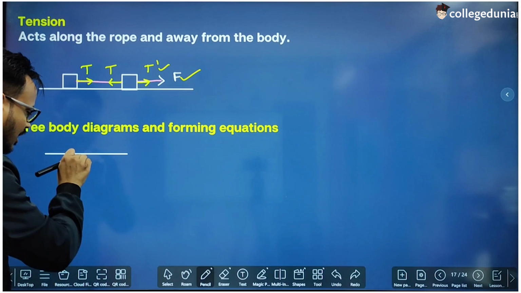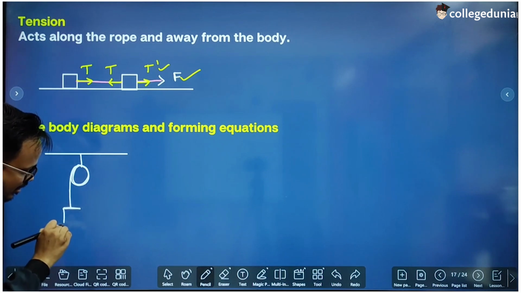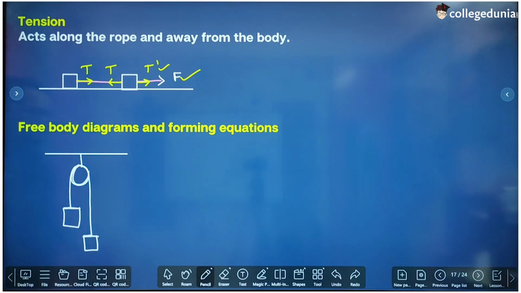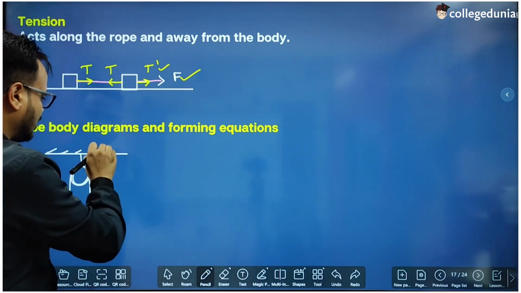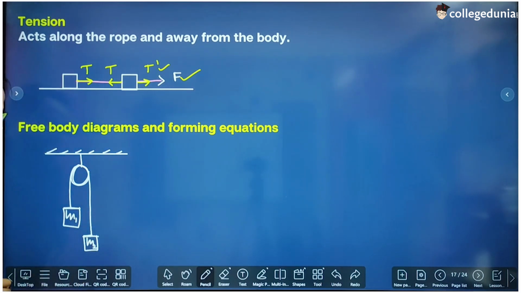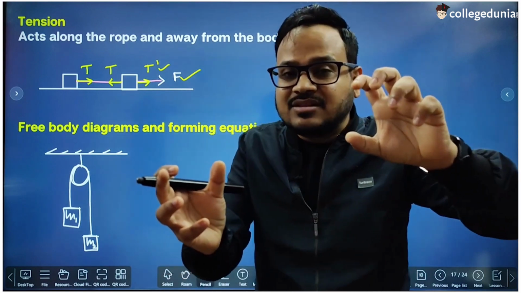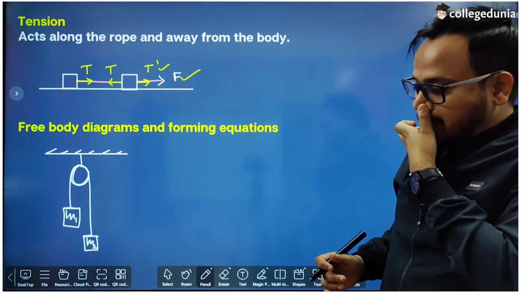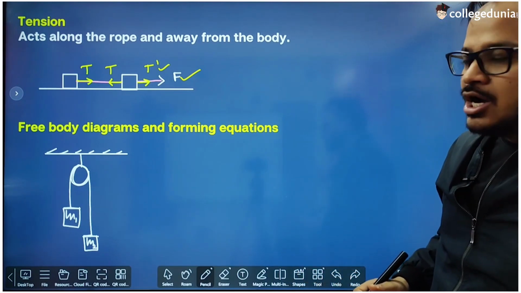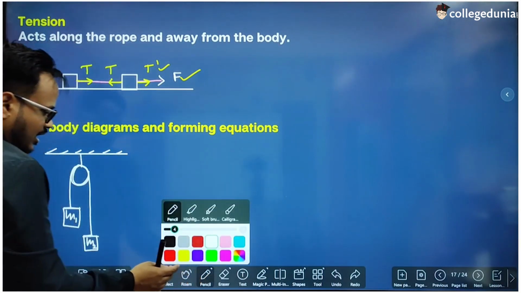From this ceiling, a pulley is hung and a rope is connected over the pulley, and two bodies are connected to the two ends of the rope. Let's say the mass of the first body is m1 and the mass of the second body is m2. Suppose someone is holding these two bodies, and the system is released now. What is the acceleration of the bodies and the tension which is developed in the rope? We have to find these two things.